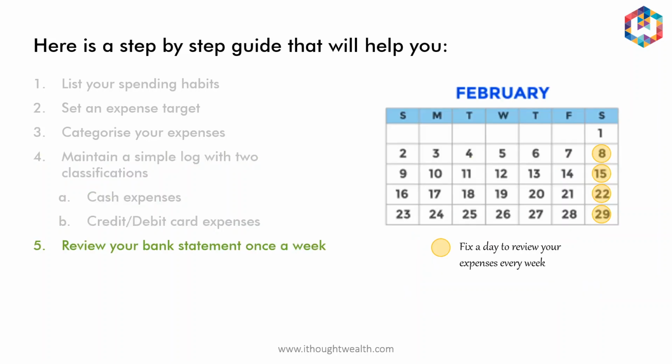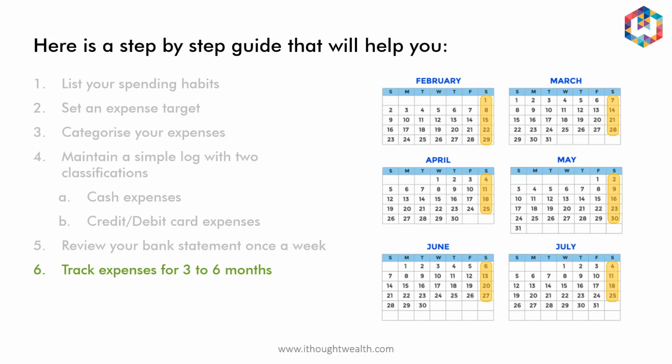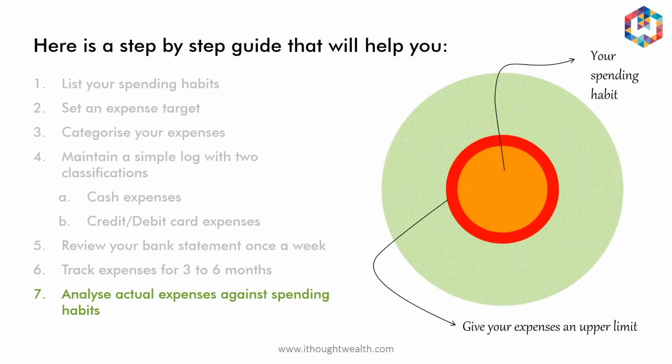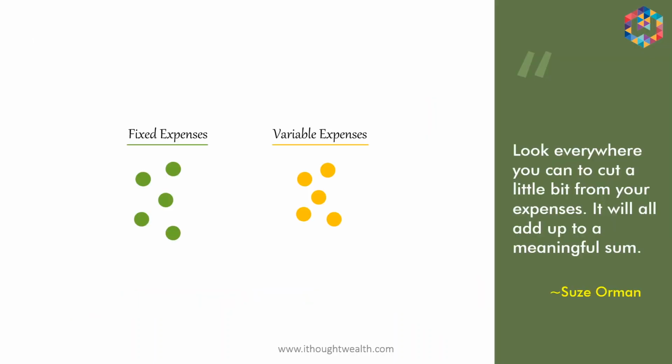Review your bank statement once a week and categorize the expenses as fixed or variable regularly. Track your expenses for a minimum of 3 to 6 months just to understand the pattern of your expenses. Keep doing this regularly and analyze the actual expenses incurred against the spending habits listed above. Continue reviewing your spending pattern regularly and see how you can reduce your expenses largely.